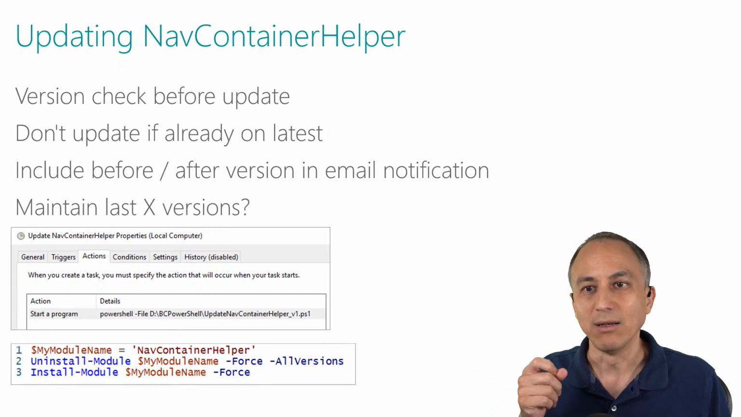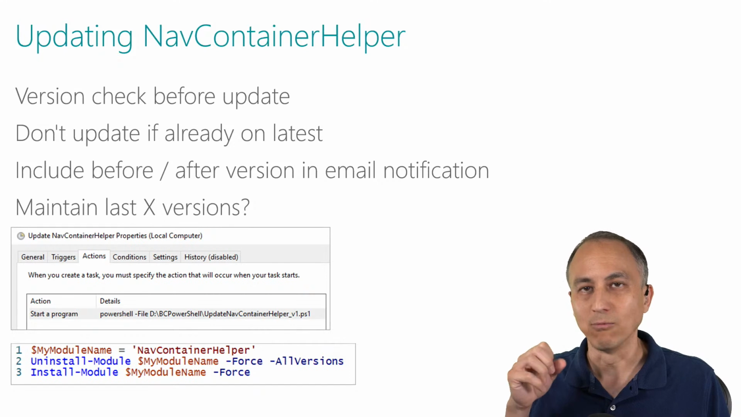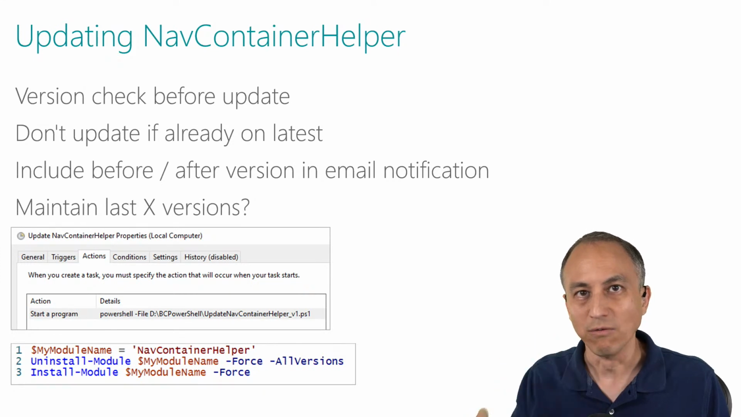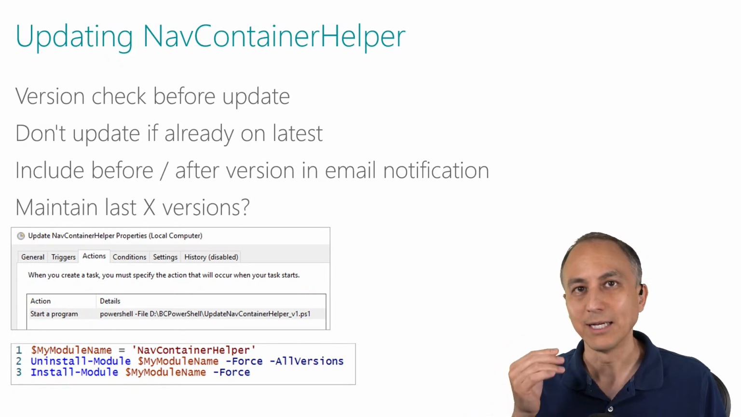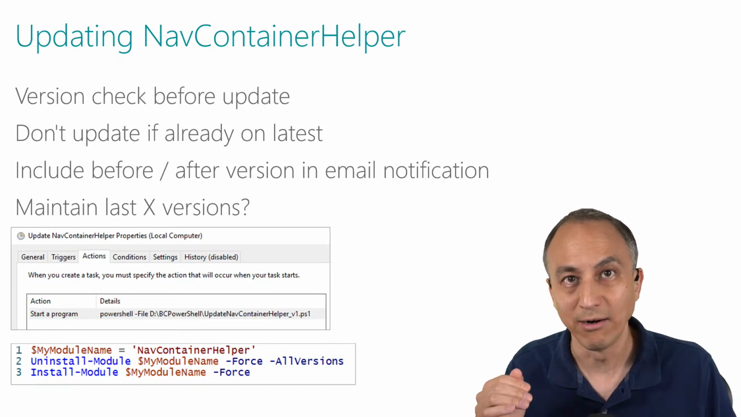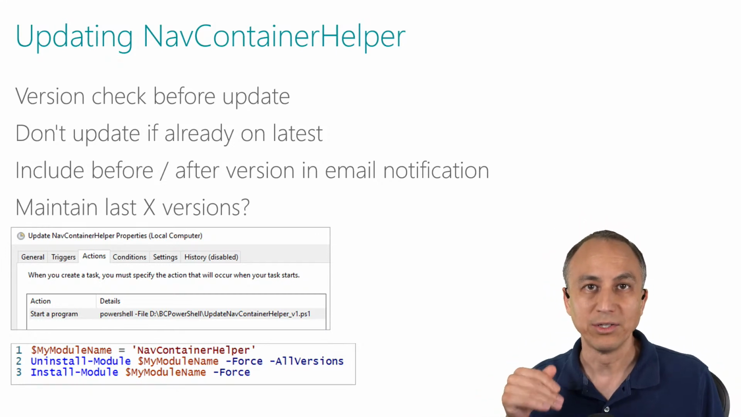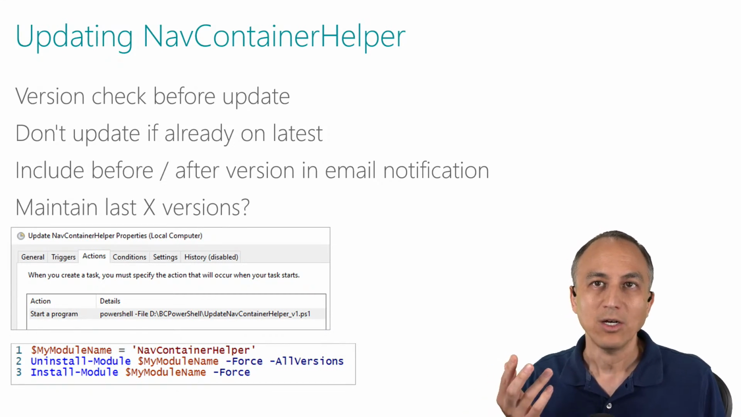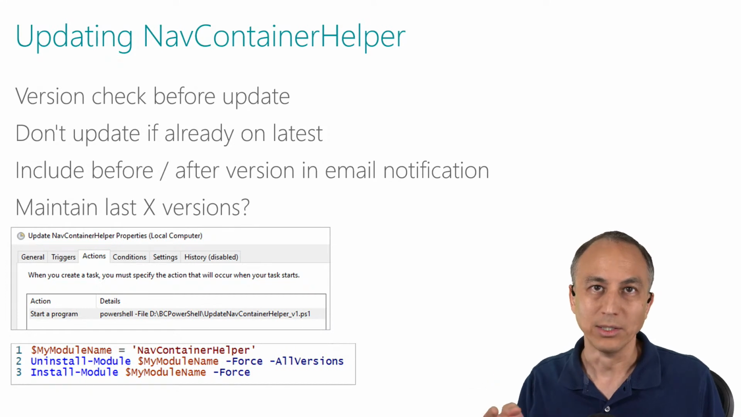And it turns out that in my environment, I ran into an error when Nav Container Helper got updated. So something about the new version my environment didn't like, or vice versa, and I started getting errors with Nav Container Helper once it updated to the new version 20 that I think came out yesterday or today. So I thought, okay, that's not good.